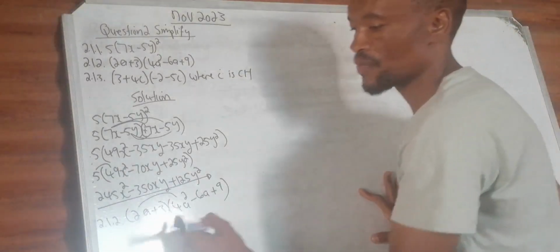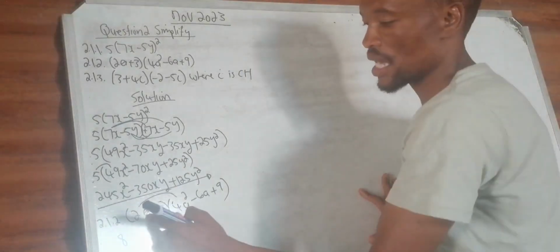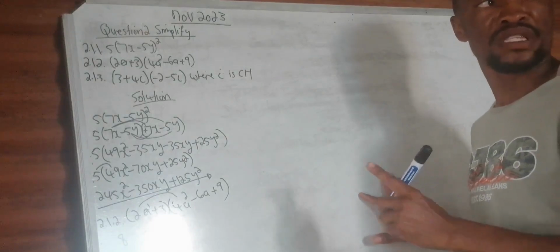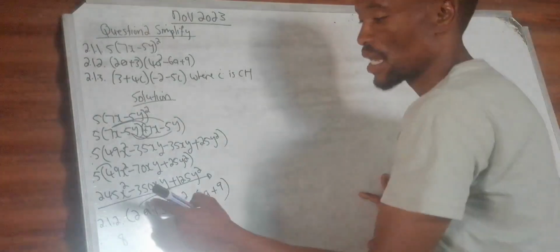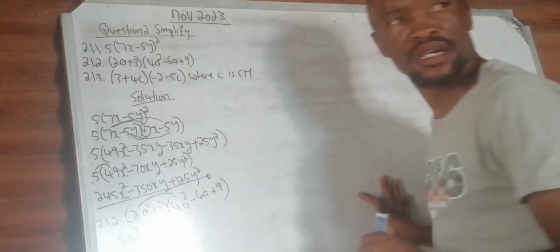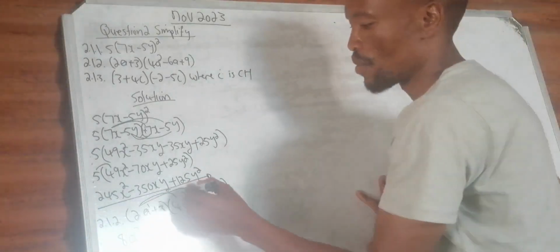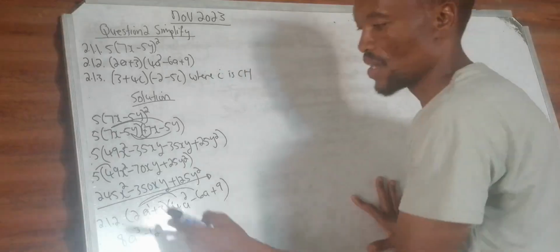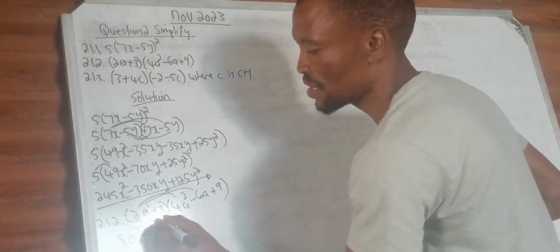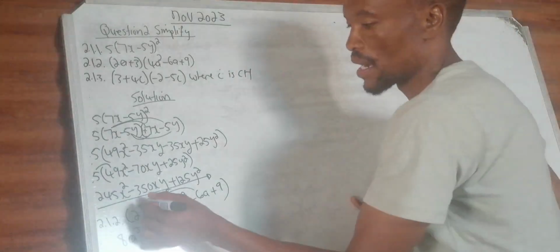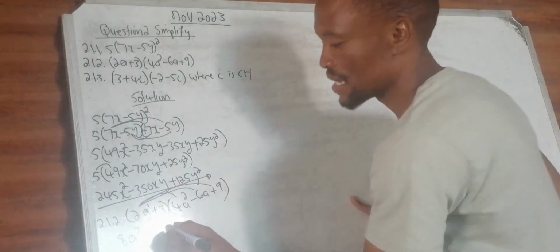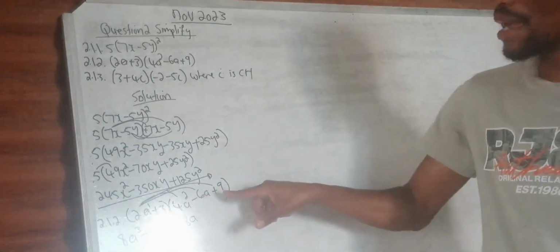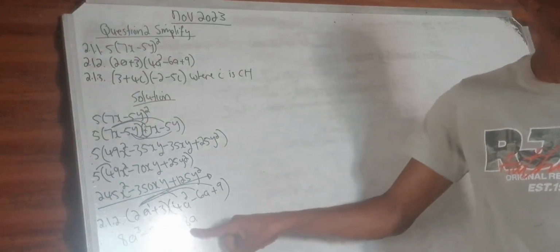2 times 4 is 8. A multiplied by a squared: this exponent is 1, and when we multiply numbers of the same base, we add the exponents. 1 plus 2 is 3. Then 2 times negative 6 is negative 12. A times a is a squared. 2 times 9 is 18a, because 2a times 9 is 18a.